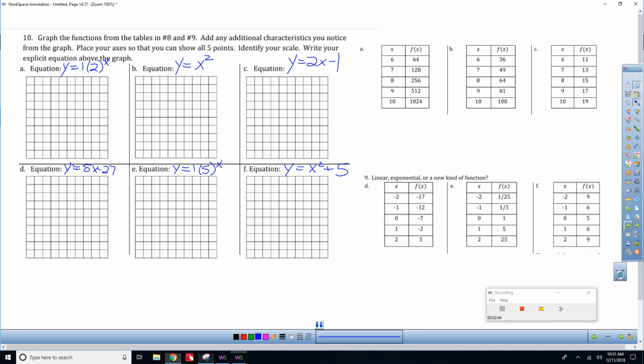The best thing you could do to graph these is to use a graphing calculator or Desmos. But by hand, we've got to figure out the scale. So, we've got to get all 6 points on our graph. I think I've got to get up to about 1,000. So what I'm going to do in A is start at 0 here. This is going to be so hard. 1, 2, 3, 4, 5, 6, 7, 8, 9, 10.